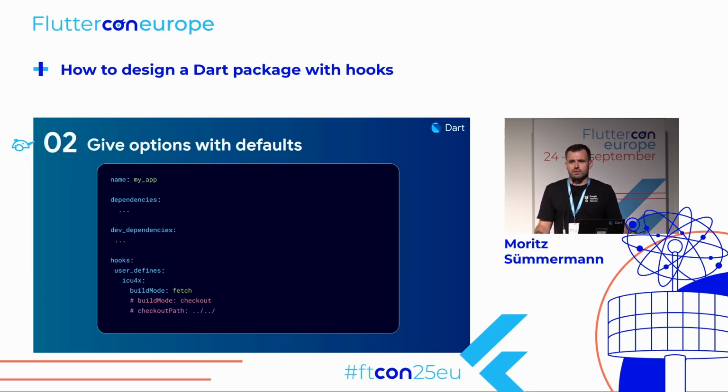Or you could just say, please download these binaries for me. I don't want to download a Rust toolchain. I don't want to have anything to do with this. So that would be the fetch build mode.